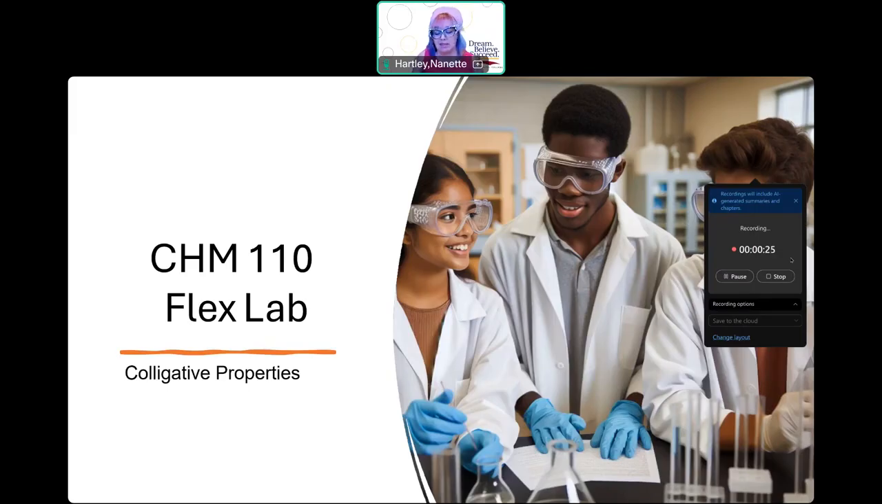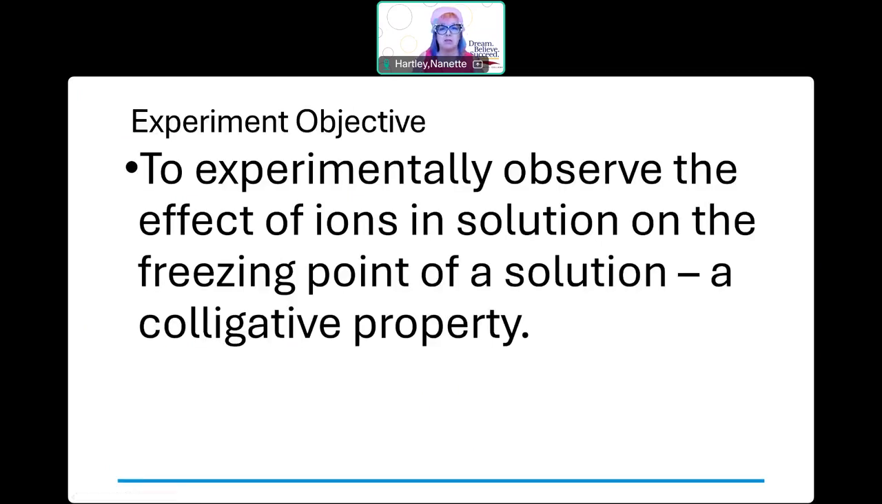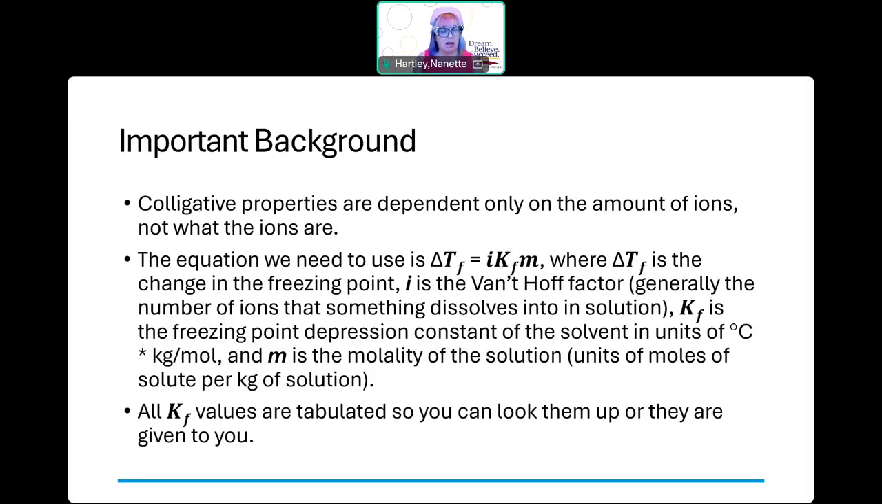Now, our purpose in doing the colligative properties is to experimentally observe the effect of ions in solution on the freezing point of a solution, which is a colligative property. Important background on that: colligative properties are dependent only on the amount of ions, not what those ions are. And that's very unusual. Most properties that we're looking at have everything to do with what that thing is, and not just on how many of them there are. That's a very strange thing for us to be talking about.